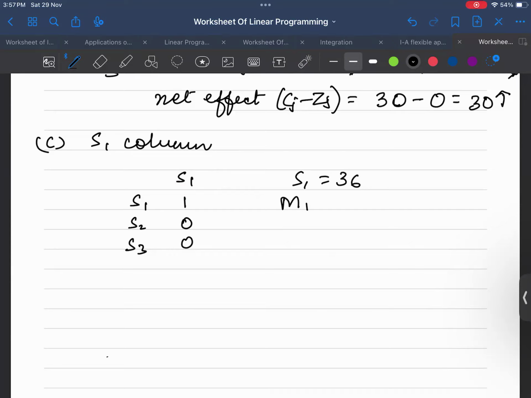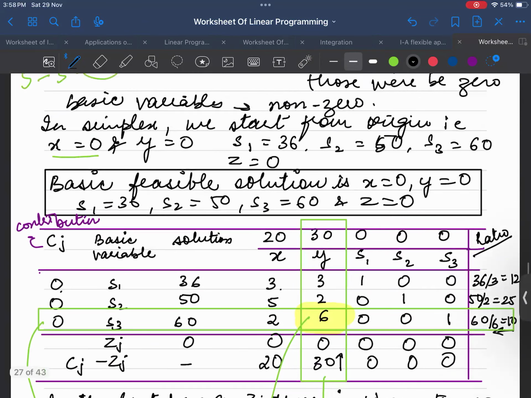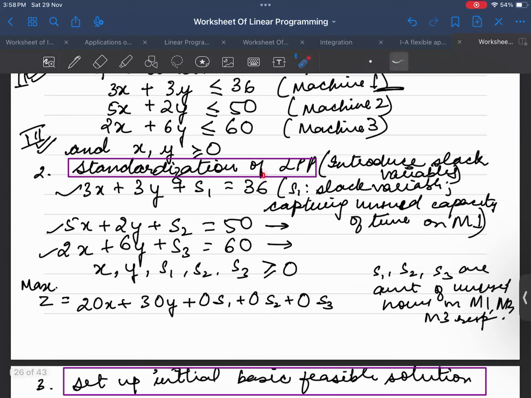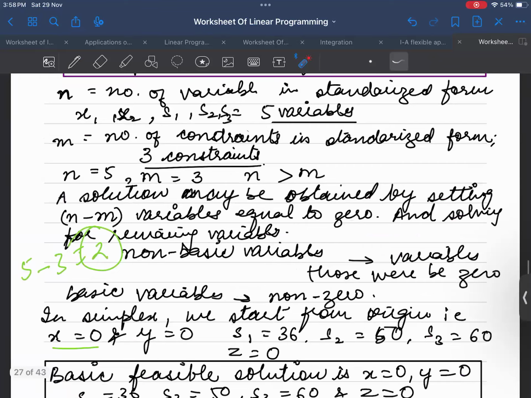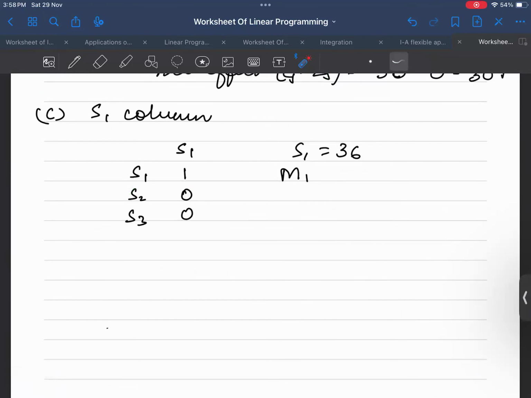M1 is available with us. All the time is available, because we had 36 as the availability constant. The maximum available time was 36, and that is S1. For S1, which is already in the solution, we have the entire time, and it shows that the whole of the time for the machine M1, which is 36, is available with us.